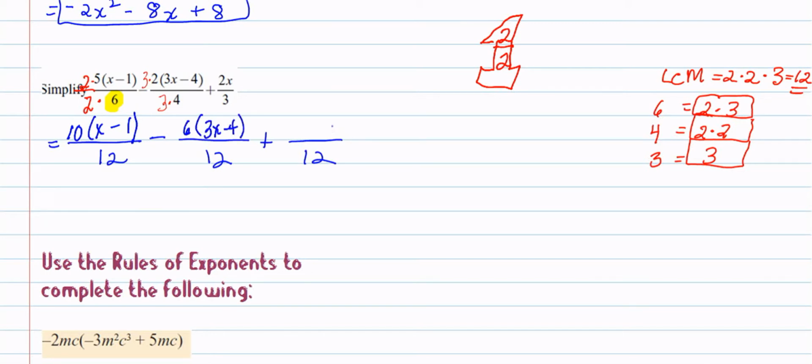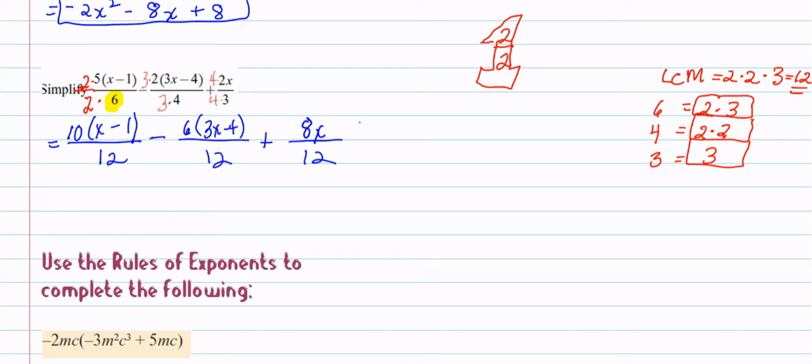And now, finally, 3 times what was 12? 3 times 4. If that's the case, then 4 also needs to be multiplied into my numerator to balance it out, which would leave us what in the numerator? An 8x. So we have 8x in our new numerator here.